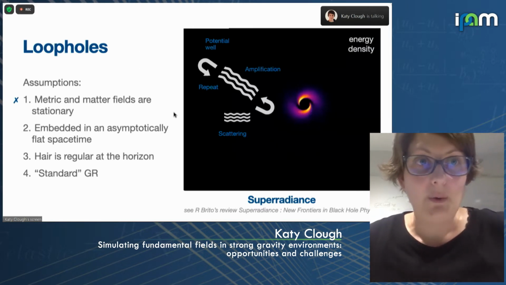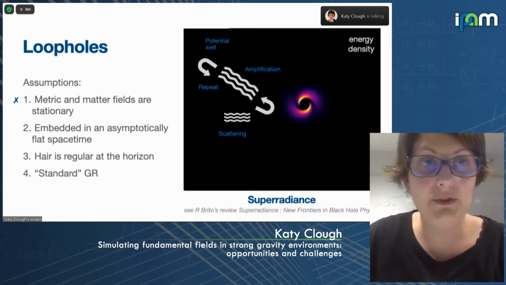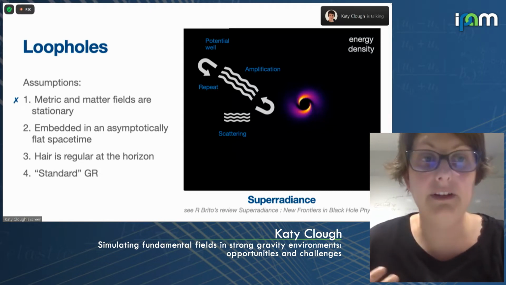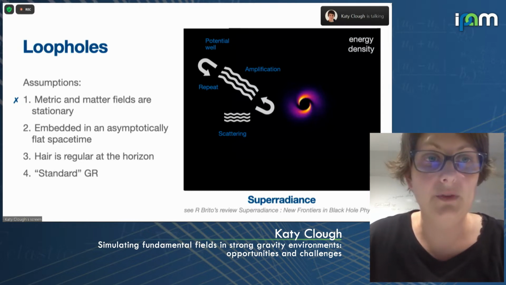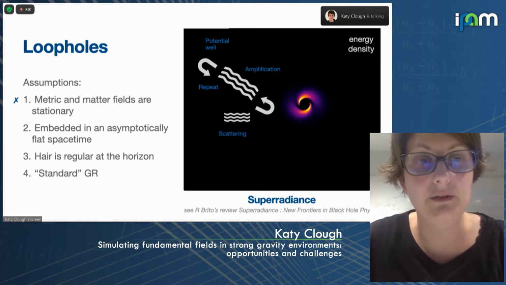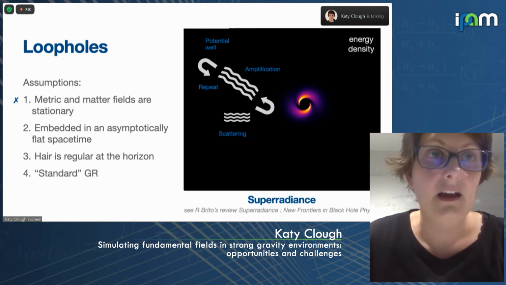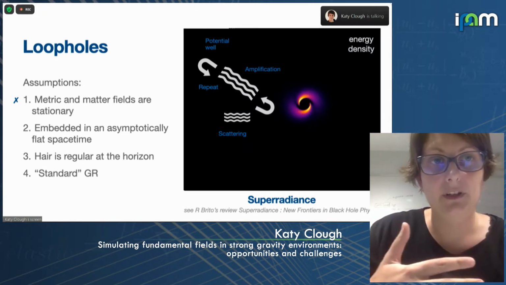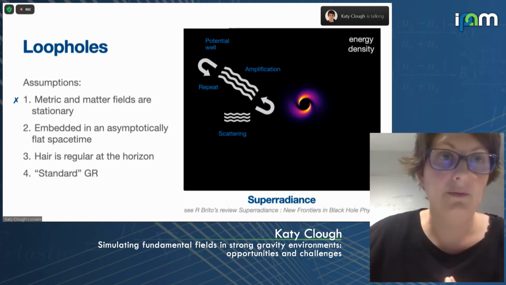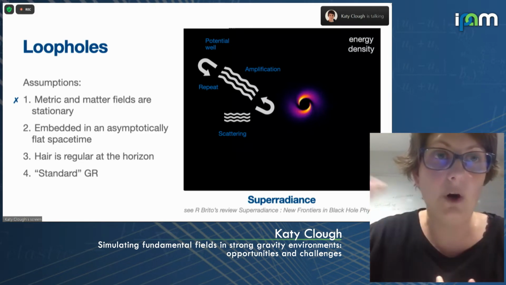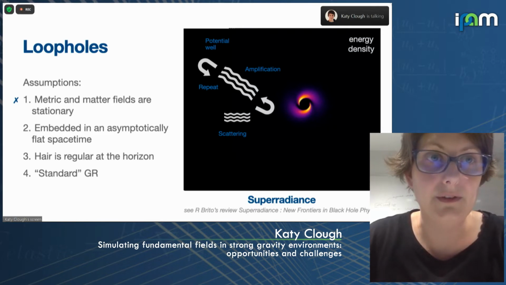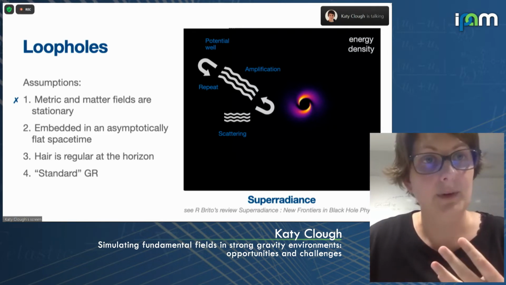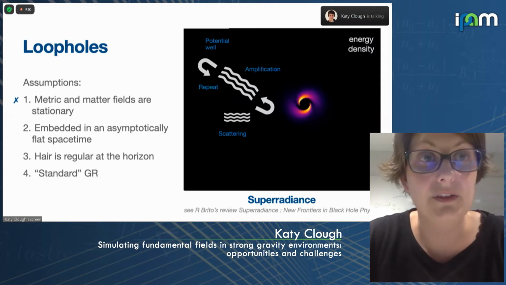So what about loopholes? The assumptions behind the no-hair theorem are that the matter fields inherit the symmetries of the metric. So if the metric is stationary, then so are the matter fields. So one of the key ways that we get around the no-hair theorems is to have a field that's perhaps oscillating. Although it is stationary in the sense that the oscillations are periodic and they don't grow in time, the matter has a time dependence, whereas the metric doesn't.